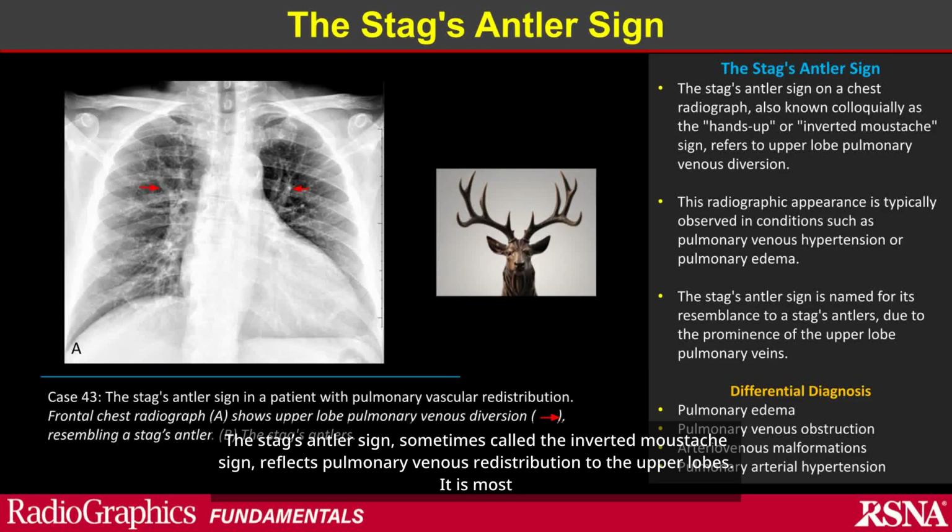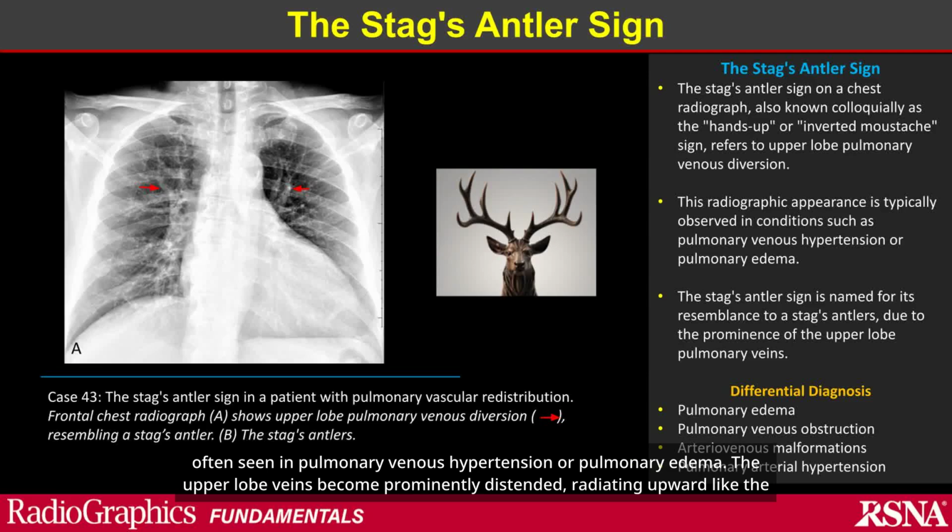The stag's antler sign, sometimes called the inverted mustache sign, reflects pulmonary venous redistribution to the upper lobes. It is most often seen in pulmonary venous hypertension or pulmonary edema.